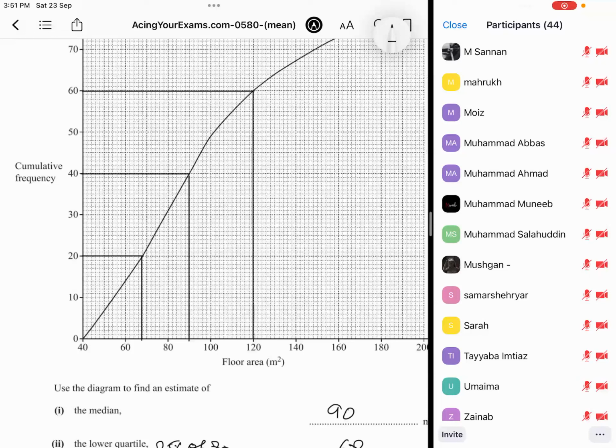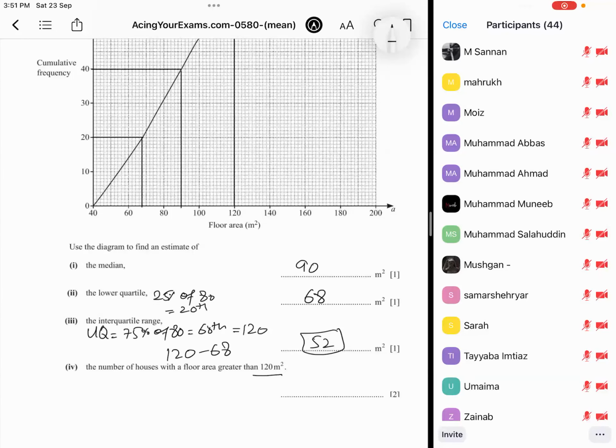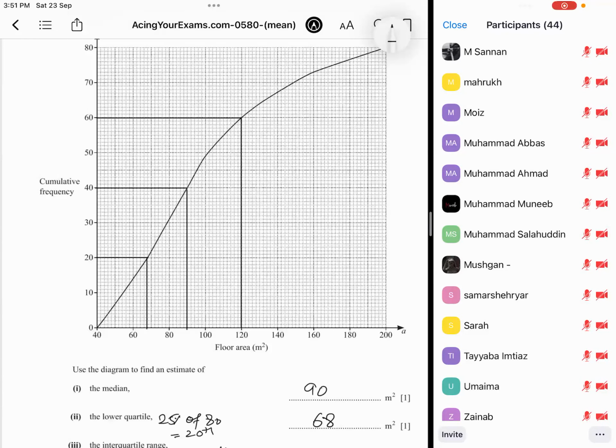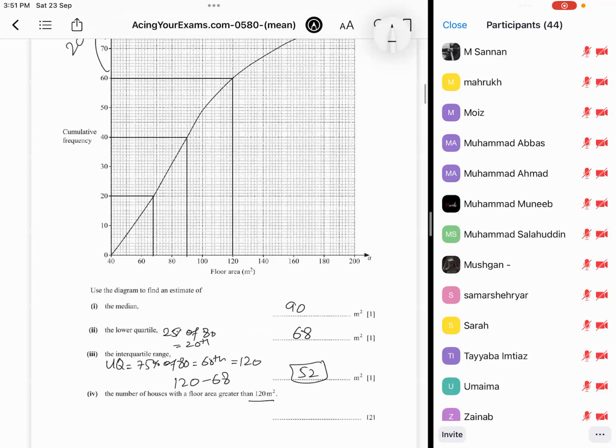Which is 120. But this is not the answer, we have to do 120 minus 68. 52 is the answer. The number of houses with the floor area greater than 120. So floor area greater than 120, you are hitting 60. So these houses they have floor area greater than 120. So there are 20 houses.